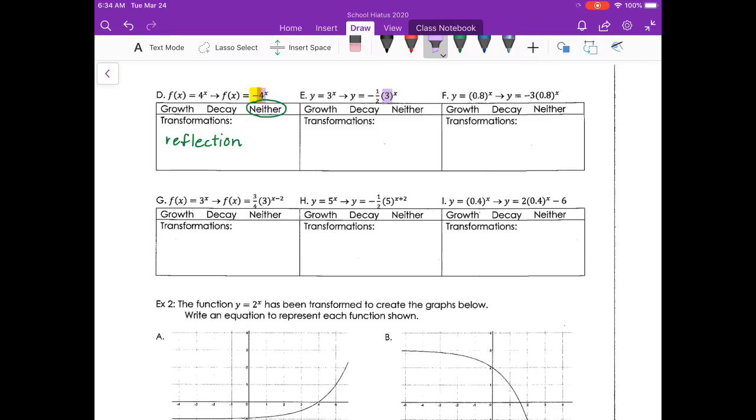The next equation has a base of 3, but it also has a leading coefficient that is negative, so it is neither as well. It has a shrink by 1/2 and a reflection in the x-axis. Next equation has a base of 0.8 and a leading coefficient of -3. Again, the negative is a deal breaker and makes it neither growth nor decay. It has a reflection in the x-axis and a stretch by 3.